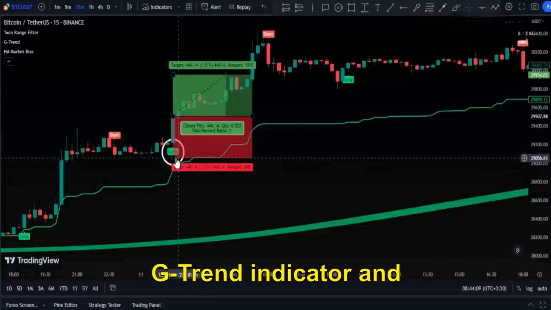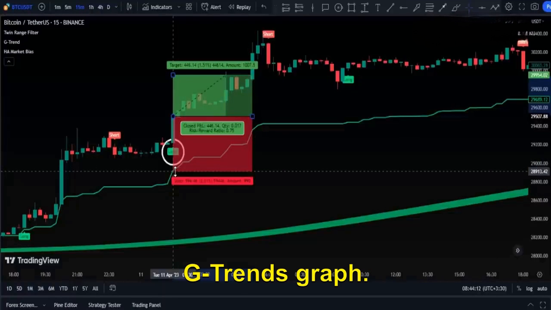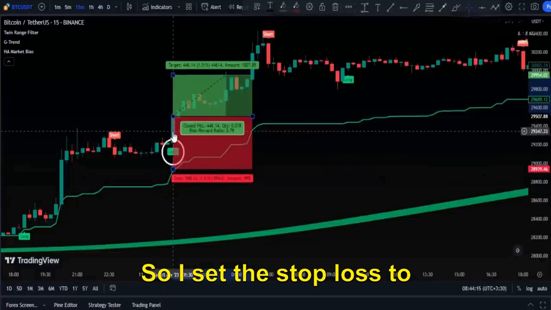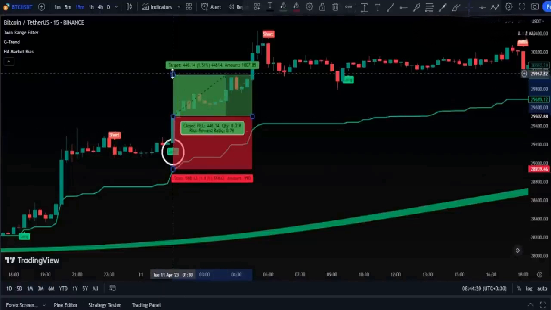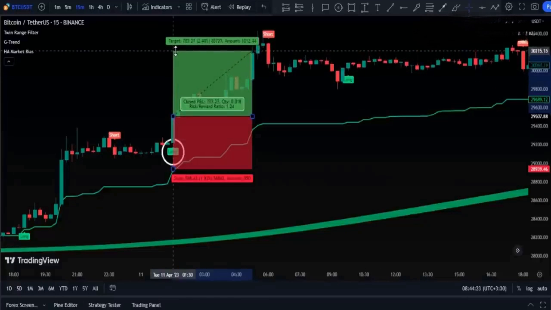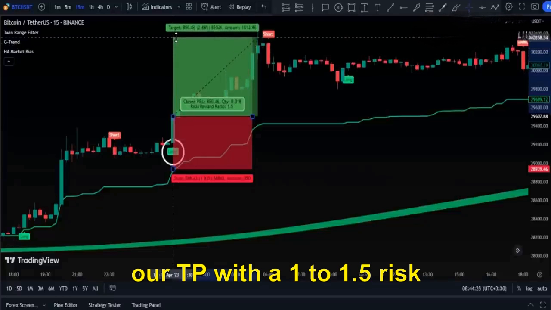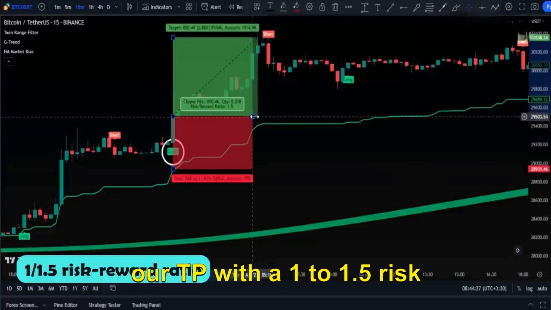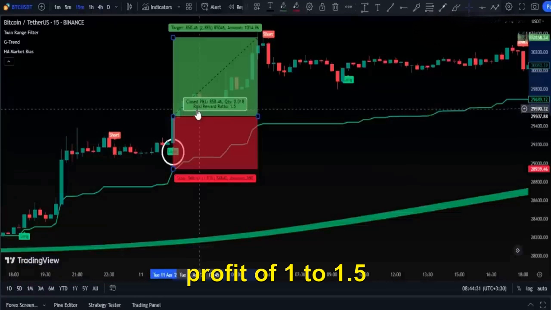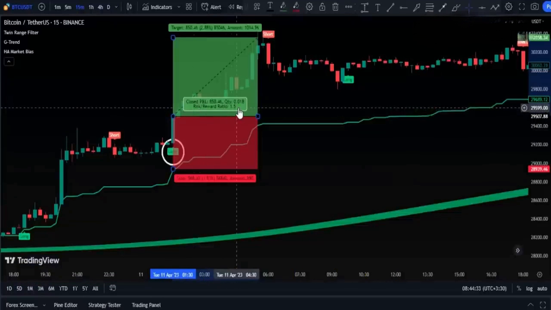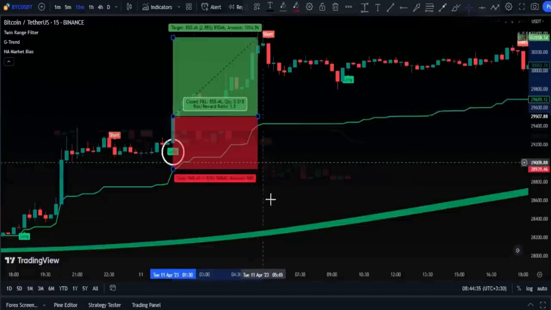So I open a long trading position at the signal candlestick's closing price, and for adjusting my stop loss I could use the G-Trend indicator and set my stop loss to the G-Trend's graph. So I set the stop loss to here, the point on the G-Trend graph exactly below the signal candlestick. And for exiting the trade, we could adjust our TP with a 1 to 1.5 risk-reward ratio. I could have gotten out of this long trade with a profit of 1 to 1.5 risk-reward ratio.